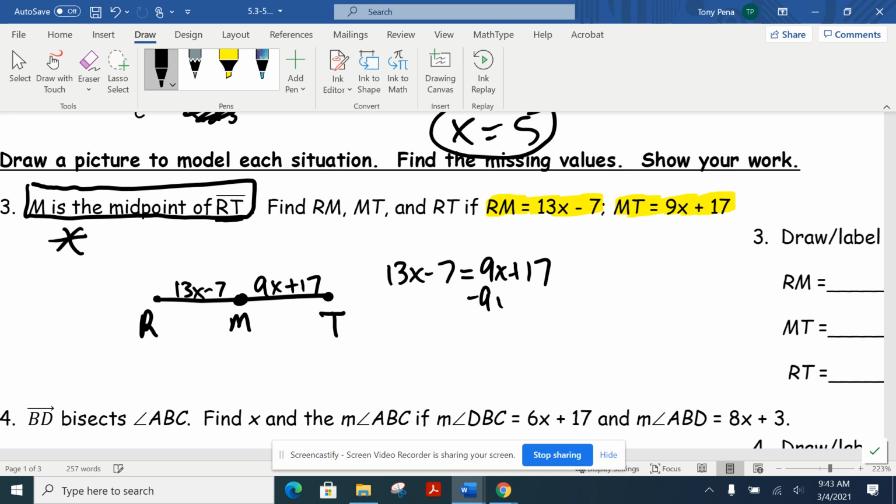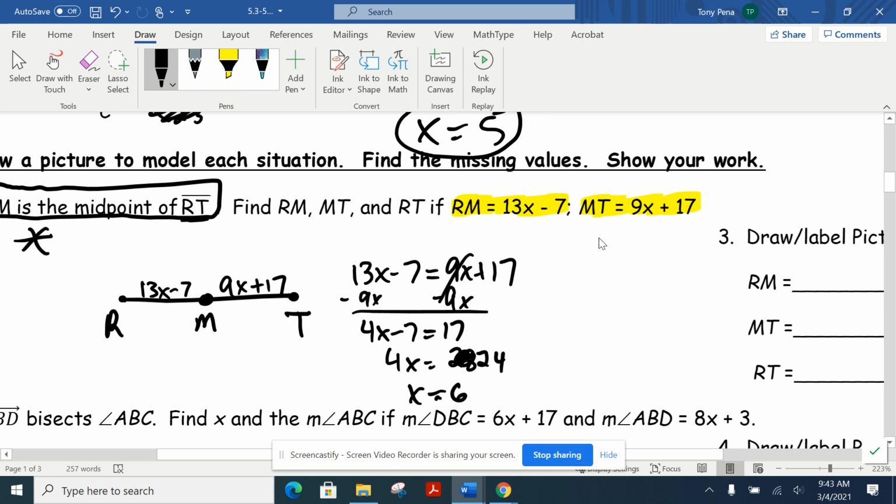We then go through and solve this. So we get 4x minus 7 equals 17. And again, I'm going to go through these kind of quick. You guys have proven to be pretty good at solving equations once we have them set up. We should get our x to be 6.